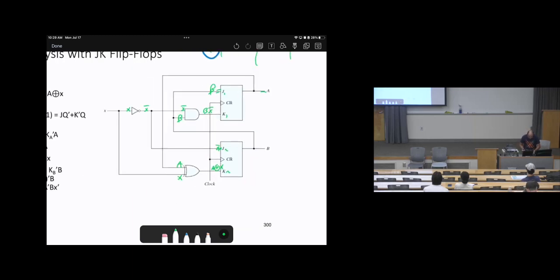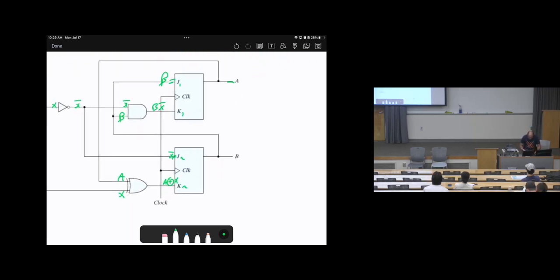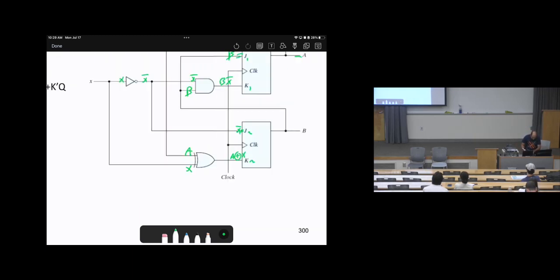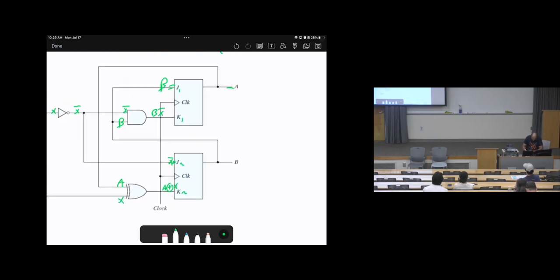Now, let's write down the values. I'm going to write them here, because I think they are the answers, so let me write them here to go step by step. Now you agree with me that J1 equals B, K1 equals BX bar, right? And you agree with me that J2 equals X bar, K2 equals A exclusive OR with X, right?